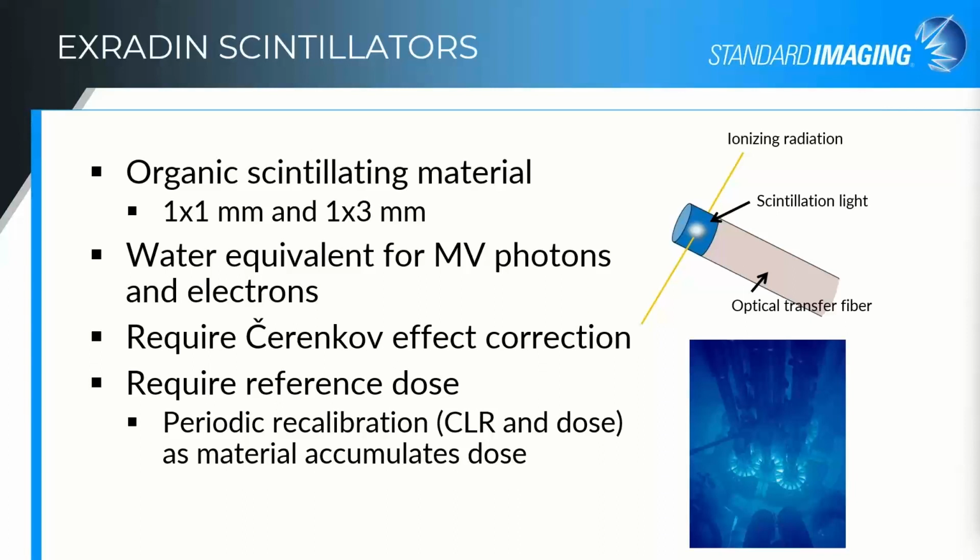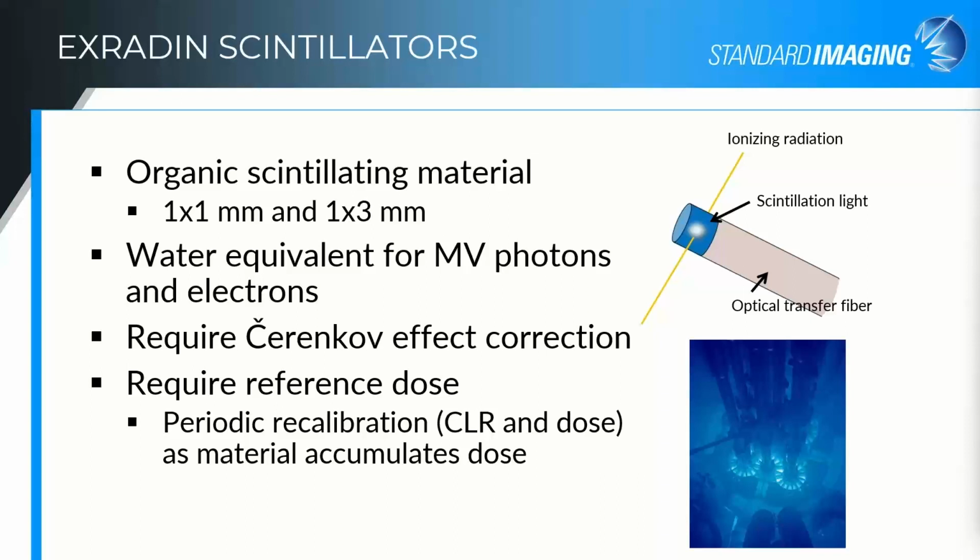And really that's where the measurement comes from. These plastic scintillators are water equivalent for megavoltage photons and electrons. Our optical transfer fiber is a PMMA fiber. It's been used in radiotherapy for years. The one detractant that makes scintillators a little bit more difficult to use is that you do generate Cherenkov light in this optical transfer fiber. So you have to correct for the presence of this additional visible light that shows up in your measurement.